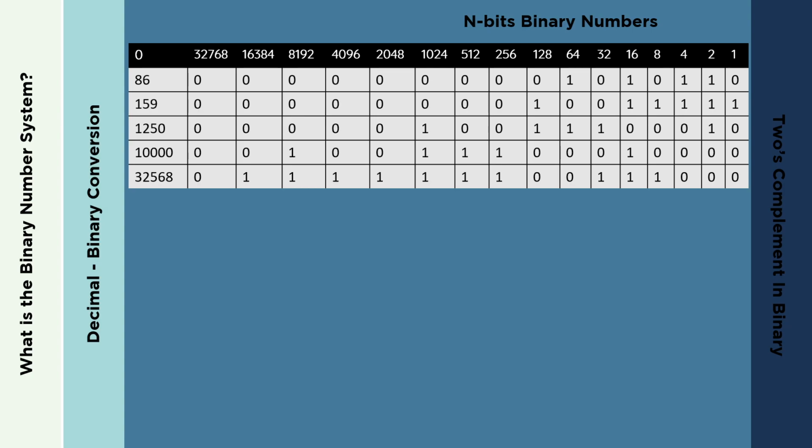Moving on, we have 159, which is made up of 128, 16, 8, 4, 2, and 1. Thus, its 16-bit binary equivalent is 0, 0, 0, 0, 0, 0, 0, 0, 1, 0, 0, 1, 1, 1, 1.